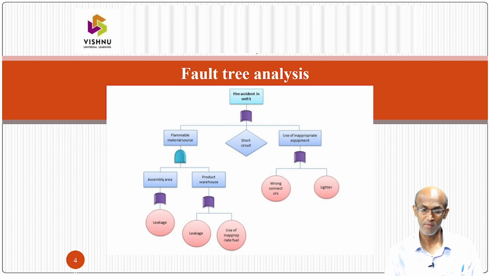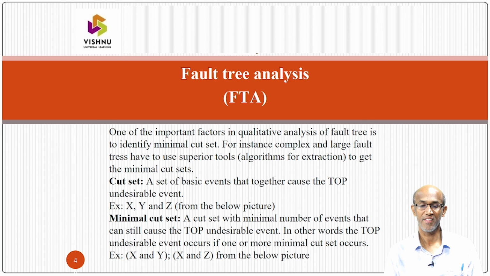This is another example. One of the important factors in qualitative analysis of a fault tree is to identify the minimal cut set. For instance, complex and large fault trees have to use superior tools to get the minimal cut set. A cut set is a set of basic events that together cause the top undesirable event. A minimal cut set is a cut set with the minimal number of events that can still cause the top undesirable event. In other words, the top undesirable event occurs if one or more minimal cut sets occur.